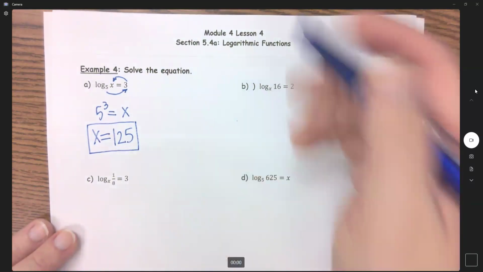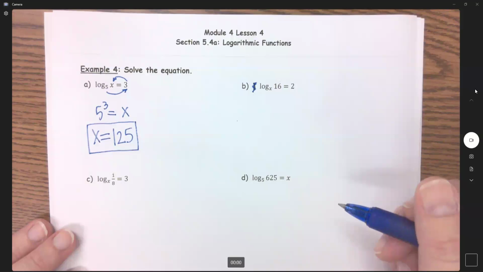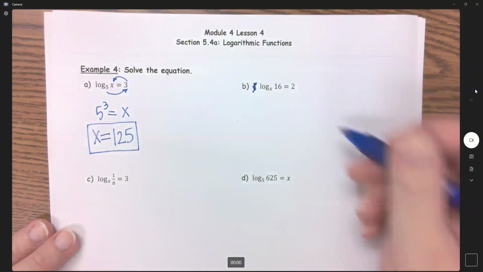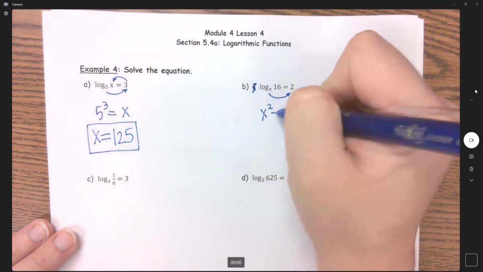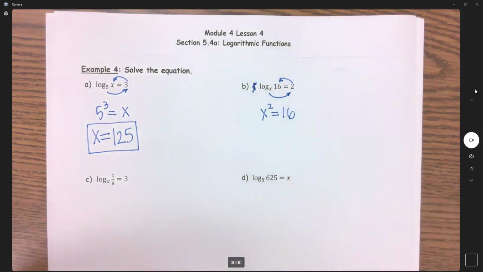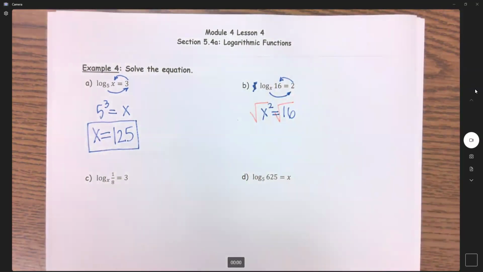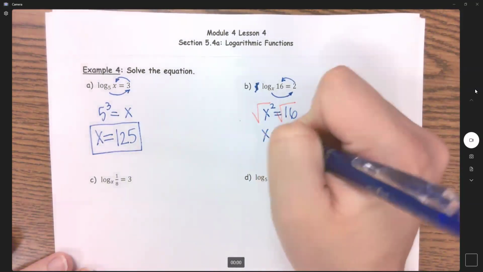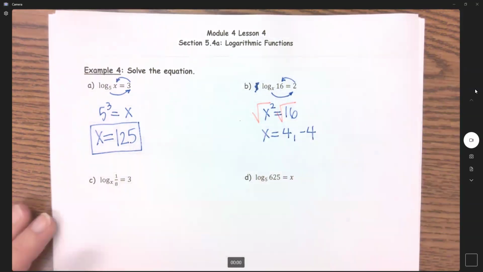Same thing here. We have log base x of 16 equals 2. So base to the other side of the equals is x squared equals 16. When you take the square root of both sides, we get x equals 4 and negative 4.